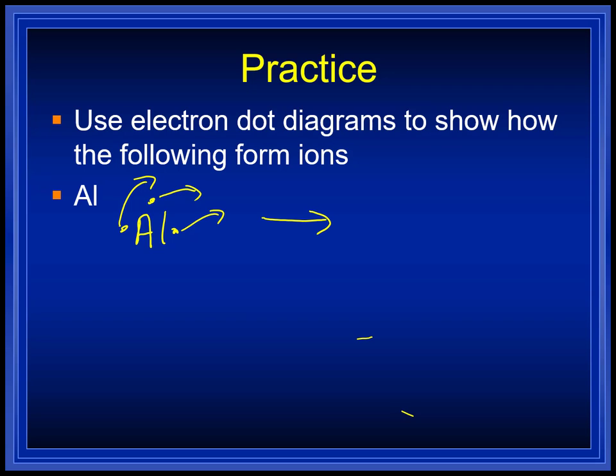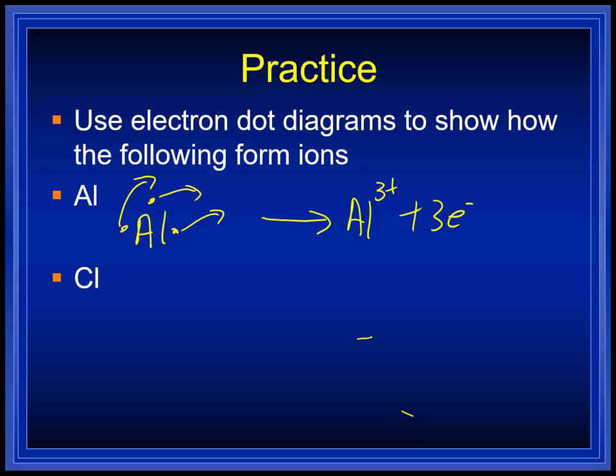And what I'll end up with is an aluminum with a 3 plus charge, and I'll have 3 electrons that I got to do something with. Now, those electrons aren't destroyed, they're still there, they're just not attached to aluminum anymore. So notice I showed the original one, showed what happened to the dots, and showed what it looked like when it was done, and what happened to the electrons. I get electrons out of this.